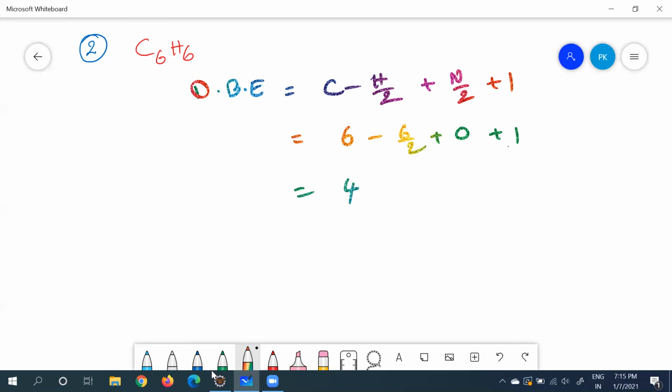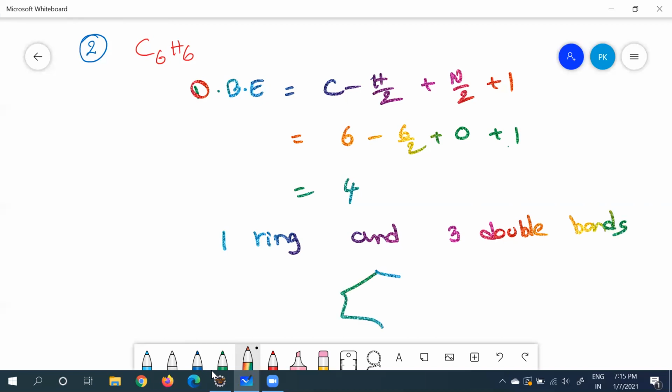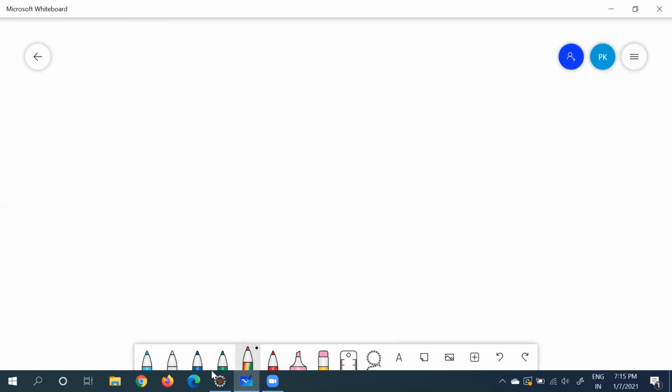In this, if you see C6H6, we know benzene. That means it is having one ring and 3 double bonds. Okay, so you can write the structure. See, one ring and 3 double bonds. Is it clear, students? So in this way, whatever the example they gave you in the exam, you can easily guess whether it is saturated, unsaturated, or having double bond or triple bond.